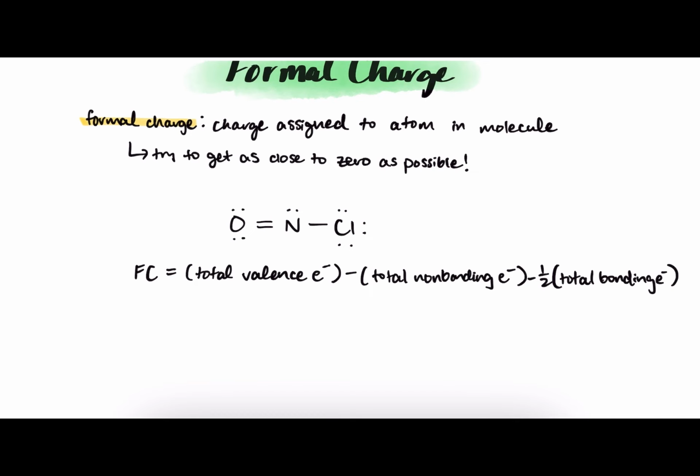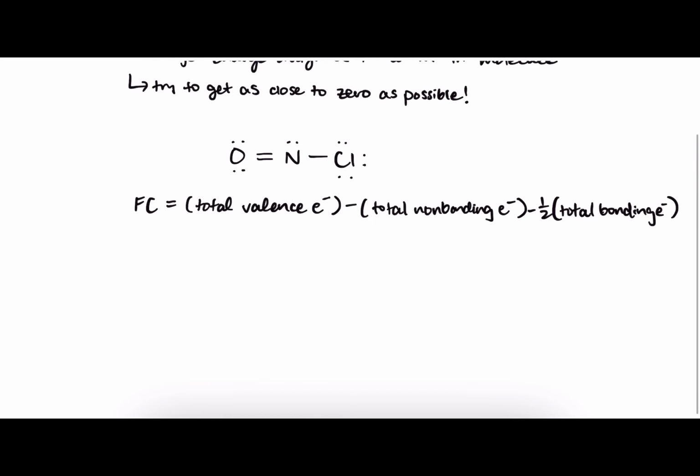So let's try and find the formal charge for each atom. We'll start with oxygen. We'll just go ahead and plug everything into this equation here. Formal charge is equal to, oxygen has 6 valence electrons, and we know that from the periodic table, minus the total non-bonding electrons, so that'll be these electrons present in lone pairs. So we have 4 of those, minus 1/2 times the total bonding electrons.